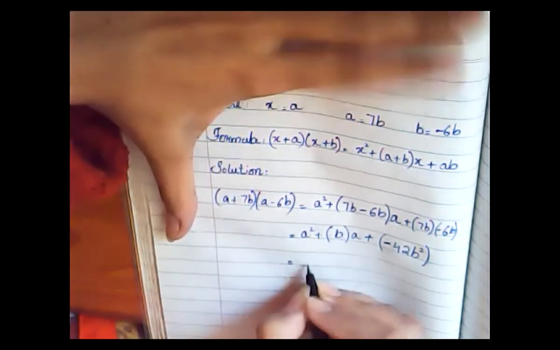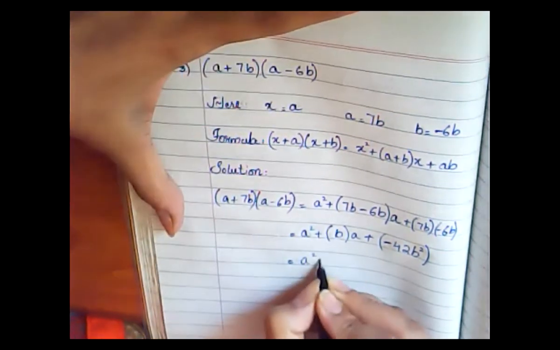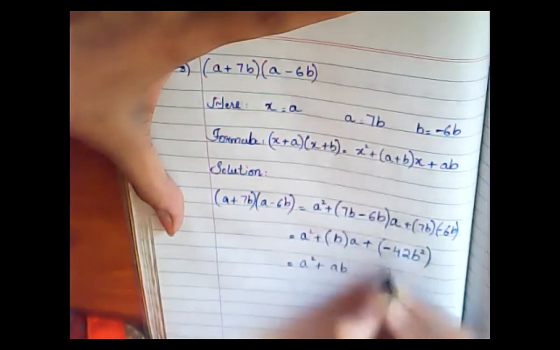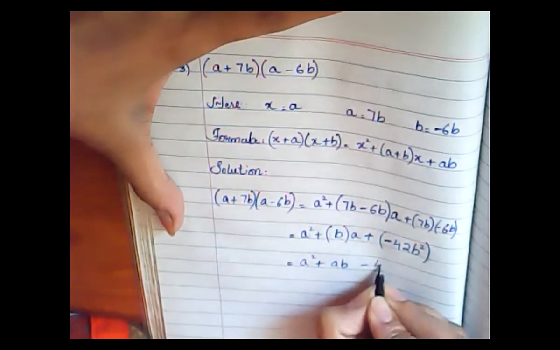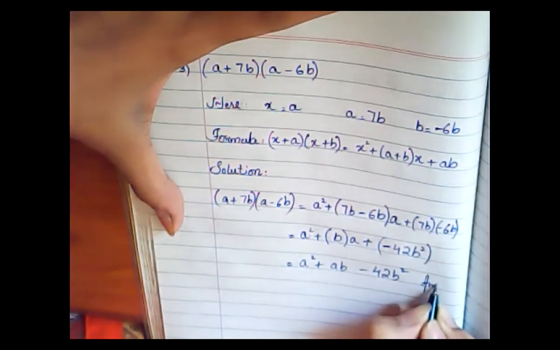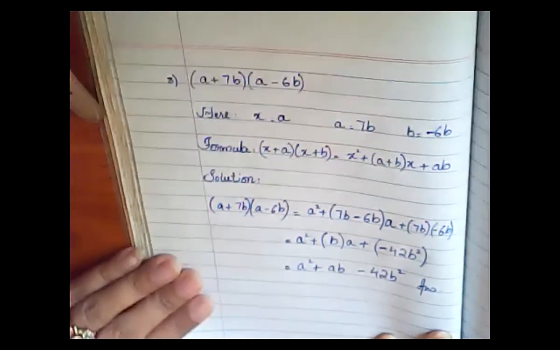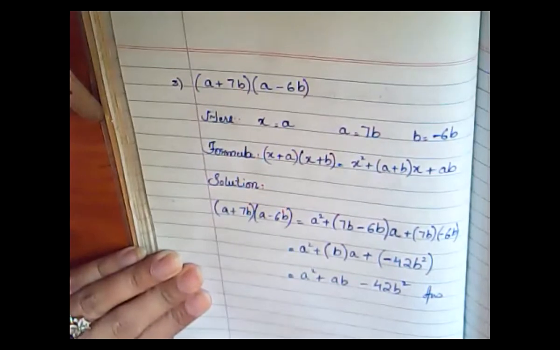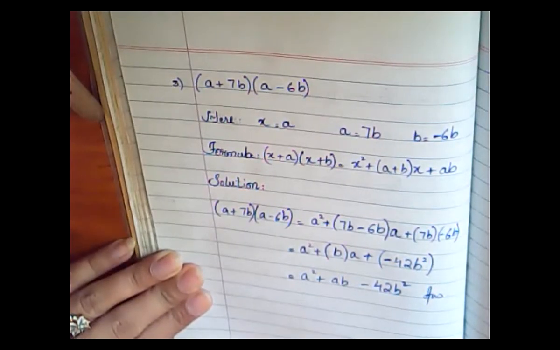Now students, here a square plus, arrange the variables, minus 42b square. This is the final answer. Clear, students? Everything is clear?